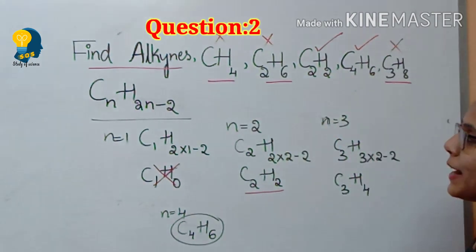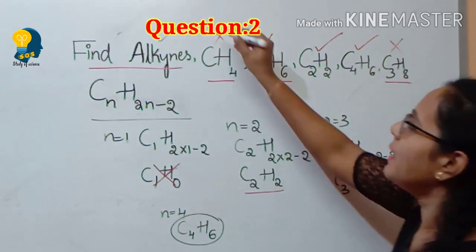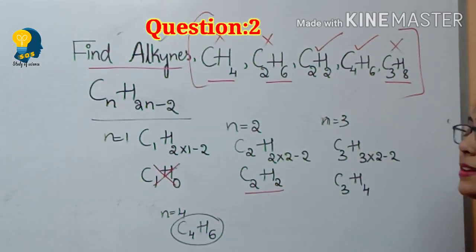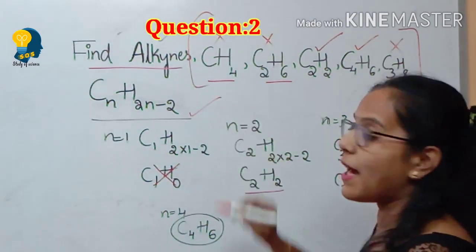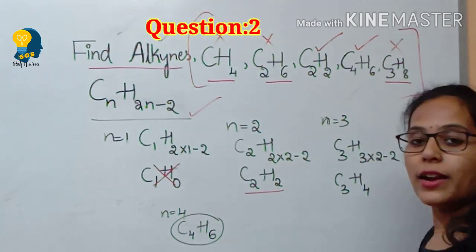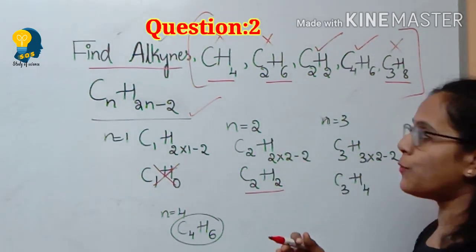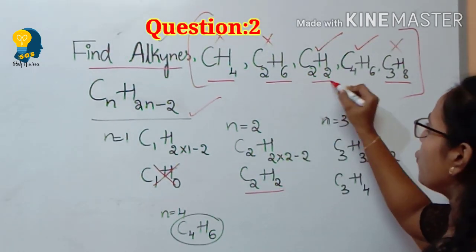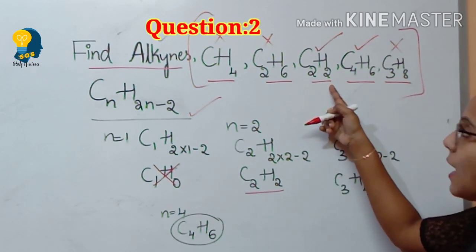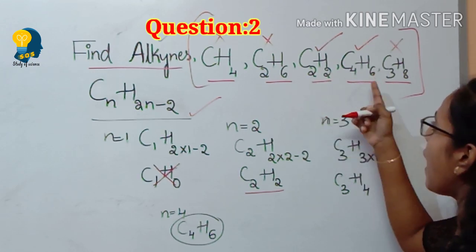But we have to find the members of alkynes in the given molecular formulas. It is very easy to find out if we know their general formula. It is easy to find out the members of any saturated or unsaturated hydrocarbons. So here we found out the molecular formulas for alkynes. Here C2H2 and C4H6 belong to alkynes. C2H2 is ethyne, C4H6 is butyne.